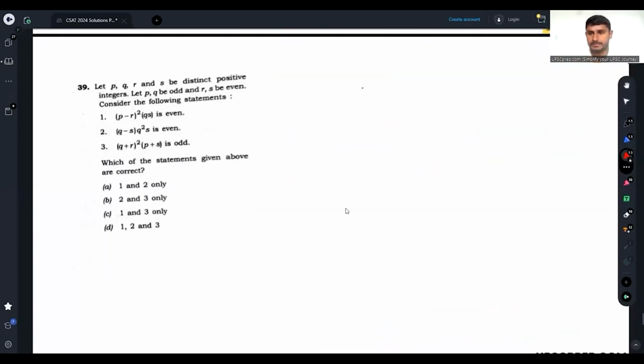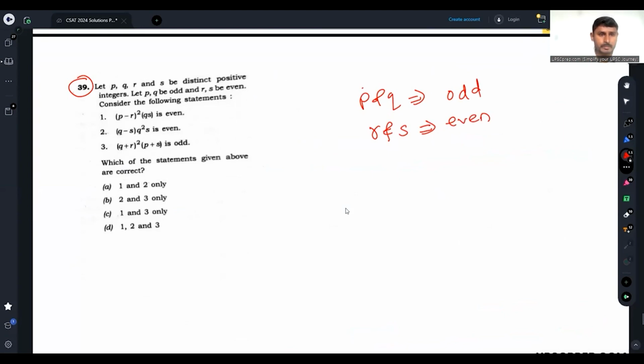See this 39th one. P, Q, R, and S are distinct positive integers. Okay, those are integers which are different, right? P and Q are odd, and R and S are even. So this is given, right?